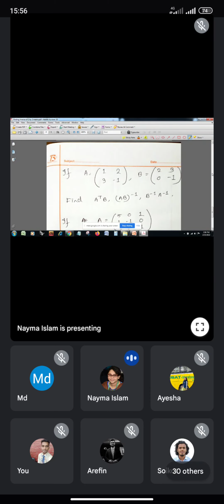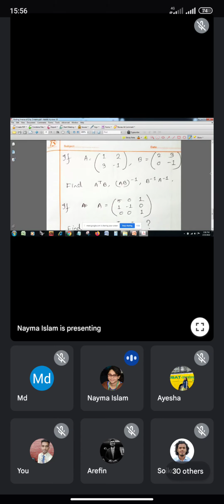Okay, now these are the exercises for you. We still have 20 minutes. The second math you will do at home. This will be your homework. You have to show this in the next class. And this is our first math. All of you, please try to do that. Just try to find AB inverse and B inverse into A inverse. At first AB inverse, after that B inverse into A inverse.